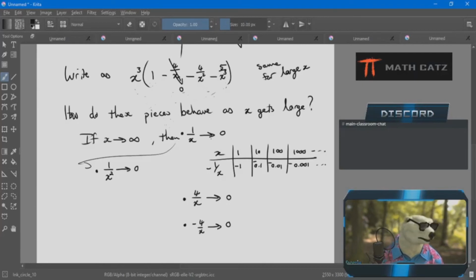Now, these are key things that are going to come up over and over and over. We have to be super happy with it. How the behavior of one influences the behavior of another because they are related.